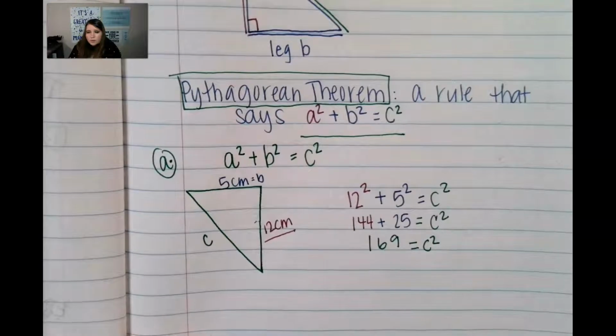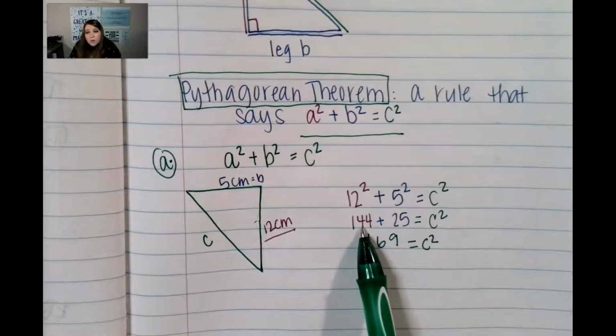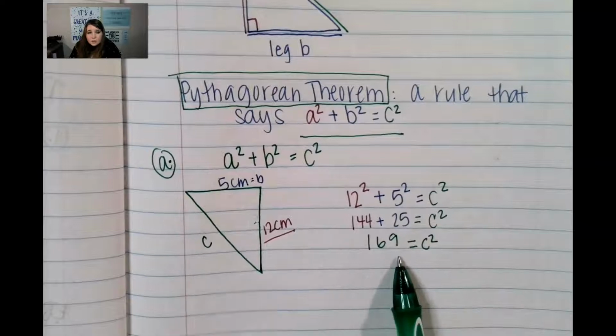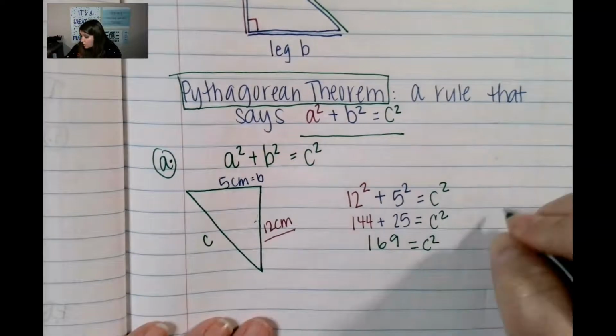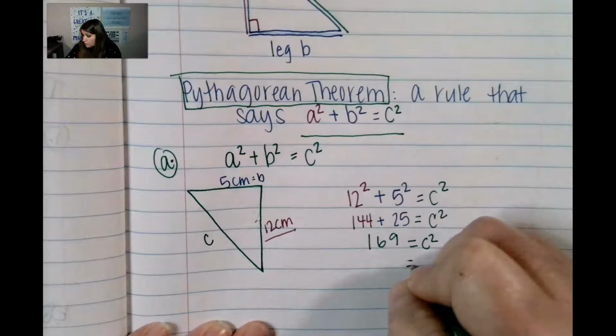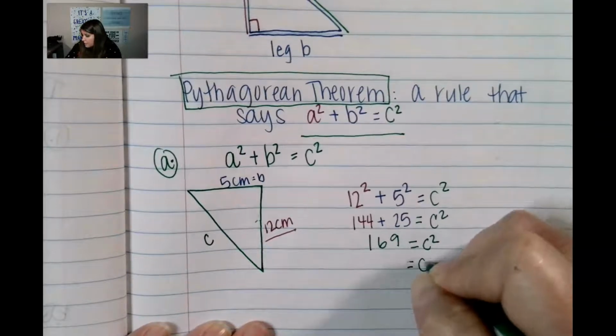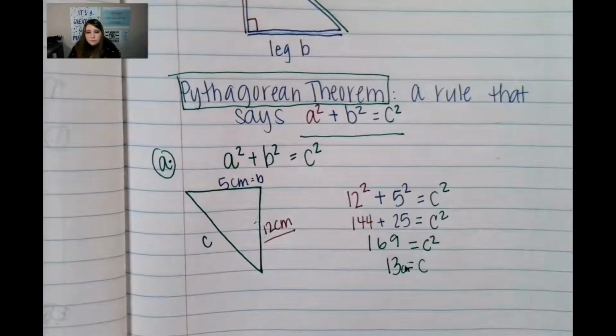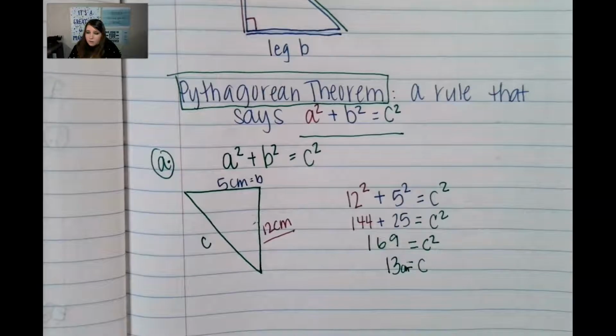And the square root then of 169 is going to be 13 because 12 times 12 gave us 144, so 13 times 13 is our next number in the list, and you can multiply that out if you wanted to double check it. But C is going to equal 13 centimeters. Okay, so you just find the square root of the 169.